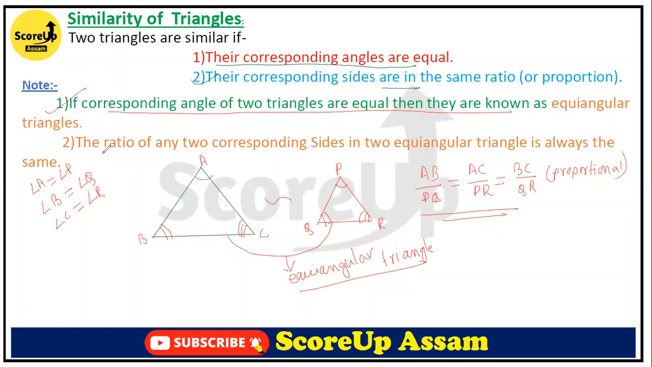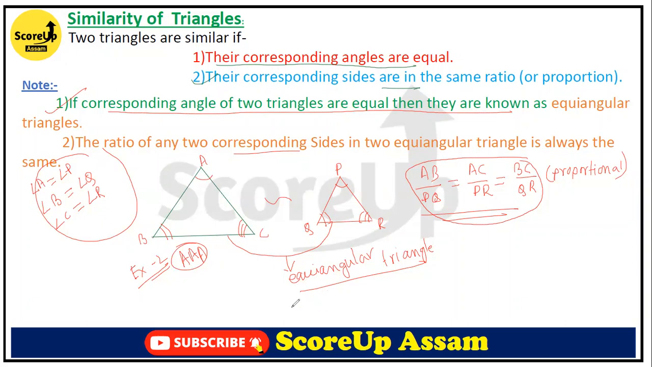Next point is that the ratio of any two corresponding sides in equiangular triangles is always the same, right? So if this is an equiangular triangle, the ratio of corresponding sides will always be the same. This is what you will get in exercise 2, the angle-angle criteria: if the corresponding angles of two triangles are equal, then the ratio of the corresponding sides is also the same. Okay. This is what we will get in the next chapter.